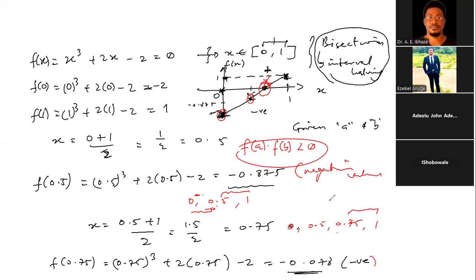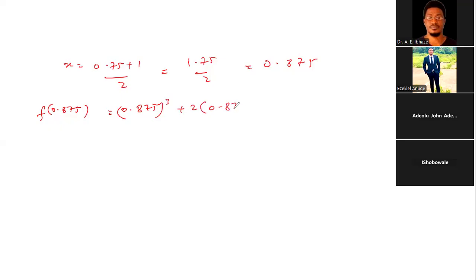So our next interval halving will now be x being the same as 0.75 plus 1 divided by 2, which will be 1.75 over 2, 0.875. So we want to check again, f of 0.875 will now be 0.875 cubed plus 2 into bracket 0.875 minus 2, which will be the same as 0.4199, right? So this is positive.